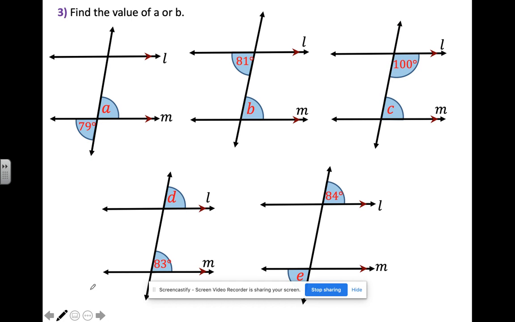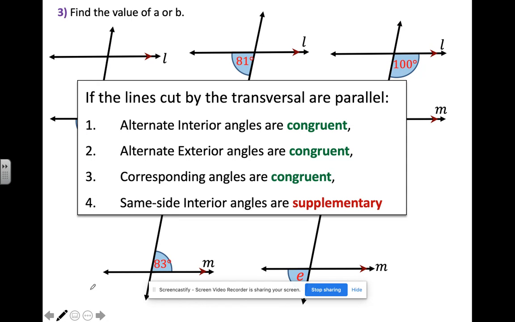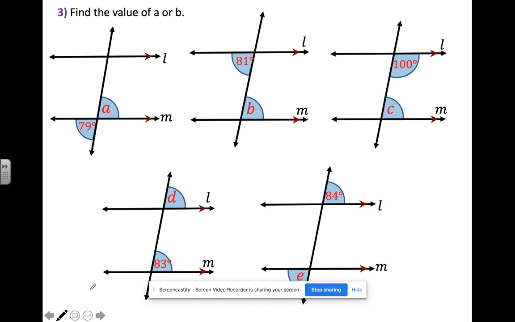Let's go through the names real quick. Now, one thing is that alternate interior angles are congruent, alternate exteriors are congruent, corresponding are congruent, same side interior are supplementary. So the first angles, these are vertical angles. We did this before, vertical angles. So they are congruent, they have the same measure. In this case, angle A has 79 degrees.